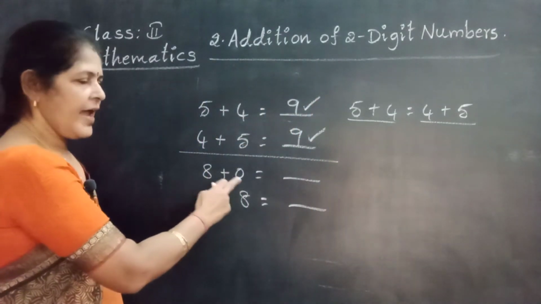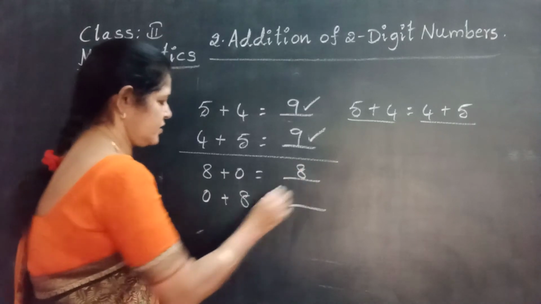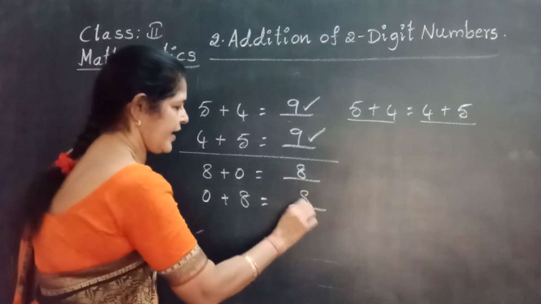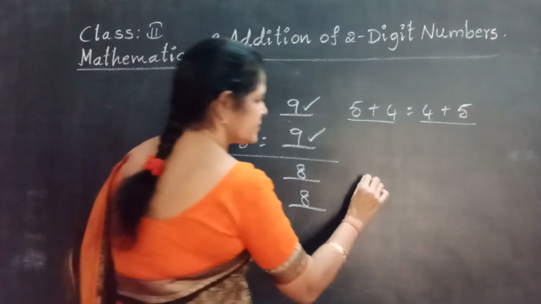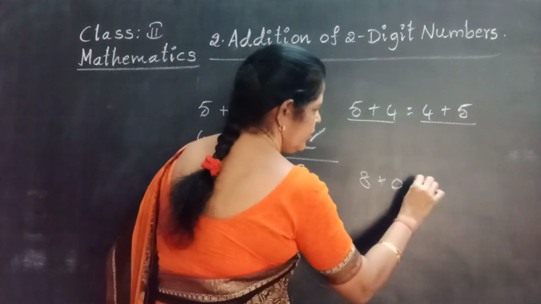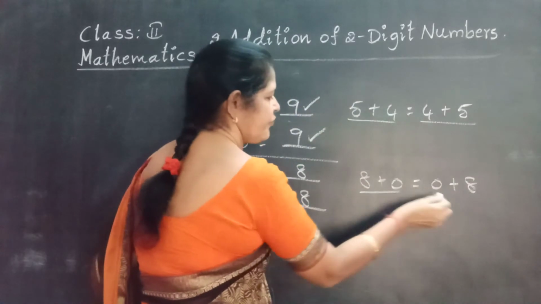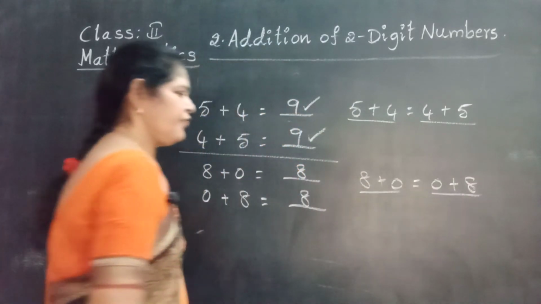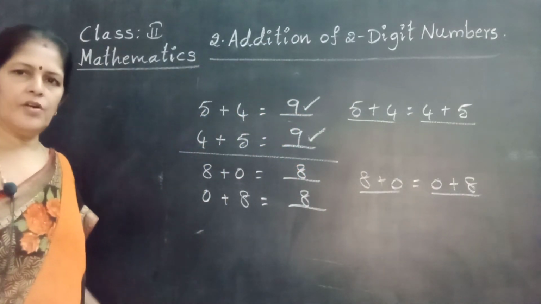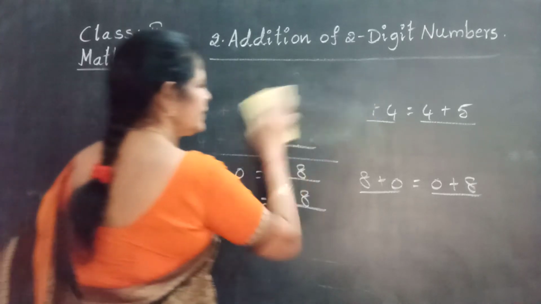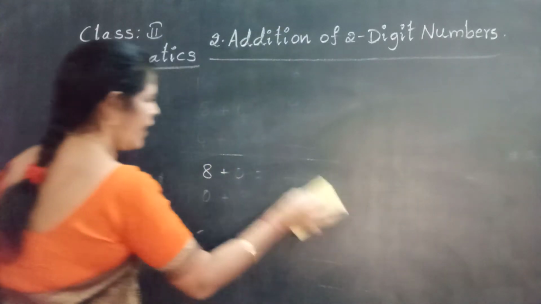Next, 8 plus 0, 8. 0 plus 8, 8. Very good. Here also 8 plus 0 is the same as 0 plus 8. This addition fact, both are the same. Okay?